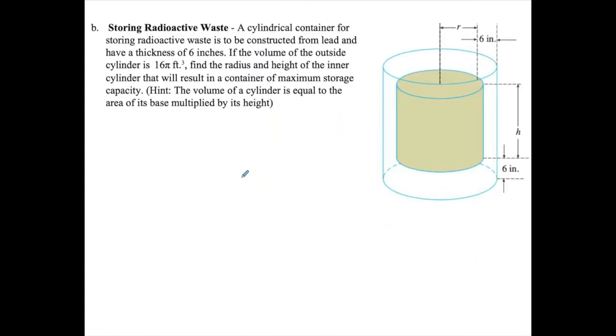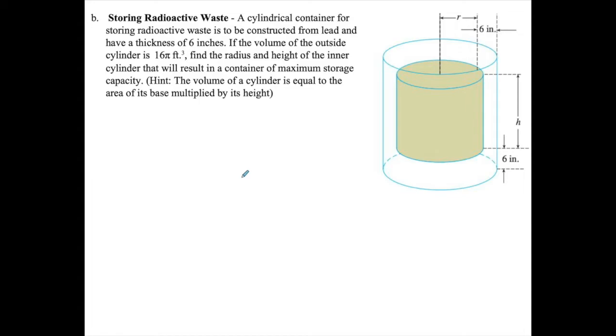Okay, so the next one is storing radioactive waste. A cylindrical container for storing radioactive waste is to be constructed from lead and have a thickness of 6 inches. If the volume of the outside cylinder is 16 pi feet cubed, find the radius and height of the inner cylinder that will result in a container of maximum storage capacity. And I gave you the hint. The volume of any cylinder is equal to the area of its base multiplied by the height. That is, since the base is a circle, pi r squared times height.